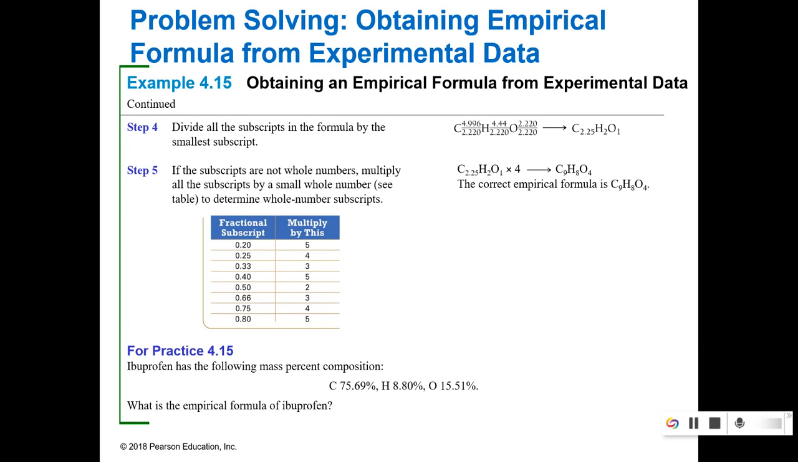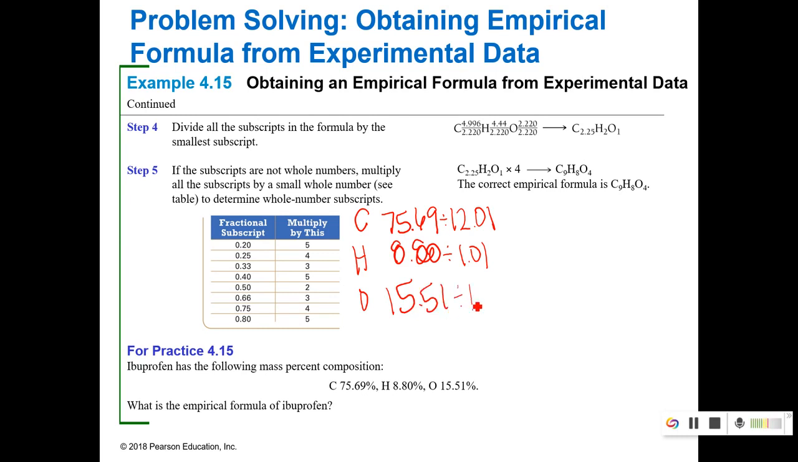Okay, one more. So CHO: 75.69 divided by 12.01, 8.80 divided by 1.01, 15.51 divided by 16. 6.302, 8.713, 0.969. So we're going to divide them by the smallest.